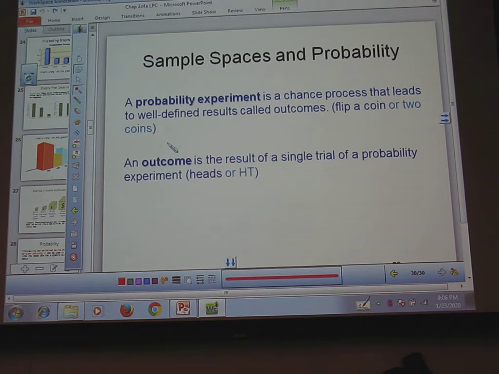Sample spaces and probability. A probability experiment is a chance process that leads to well-defined results called outcomes. Flip a coin or two coins. Right, so one experiment could be flipping a coin. Another experiment could be flipping two coins. An outcome is the result of a single trial of a probability experiment, such as heads or tails. So if my experiment is flipping a coin, then getting a heads would be one possible outcome. If my experiment was flipping two coins, then getting heads tails would be one possible outcome.